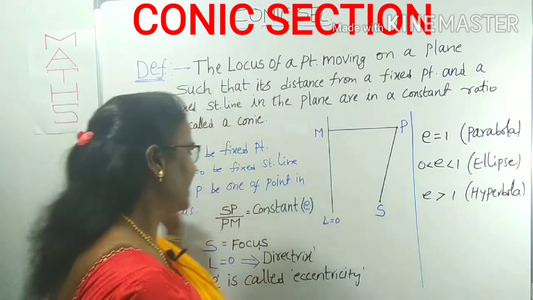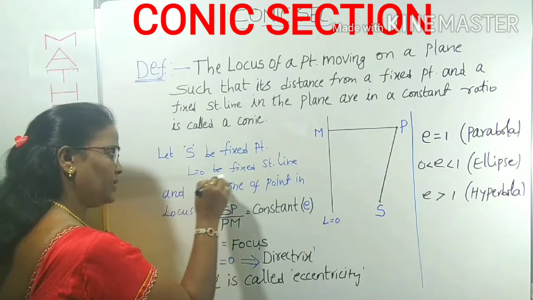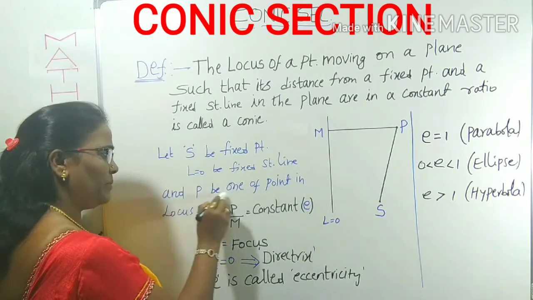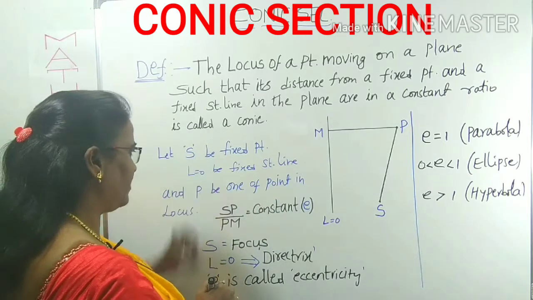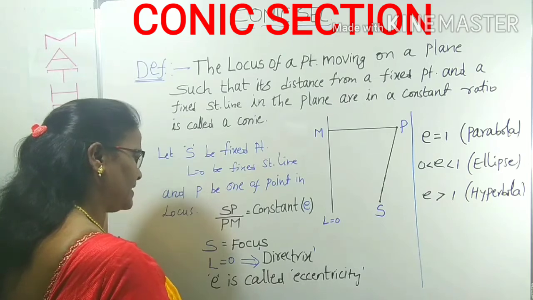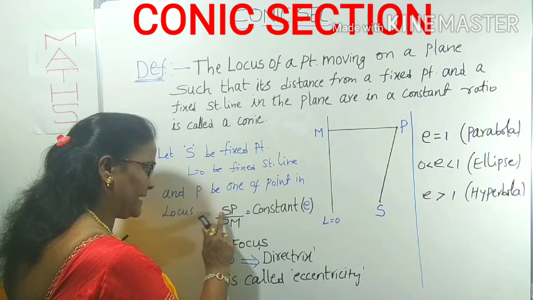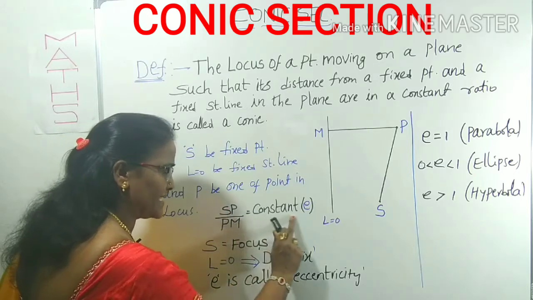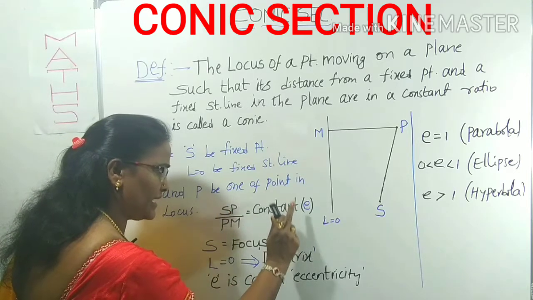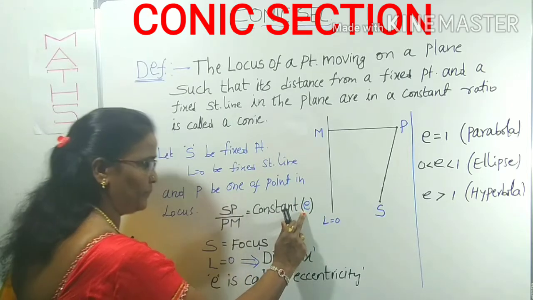That means we can write: let S be the fixed point, L equals 0 be the fixed straight line, and P be any point in the locus. According to the definition of the conic, what is constant? SP is to PM. We can also write SP by PM equals constant. This constant is denoted by the letter E.